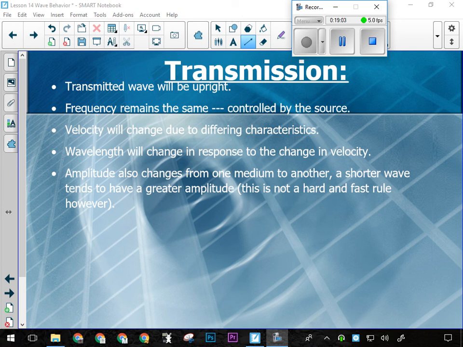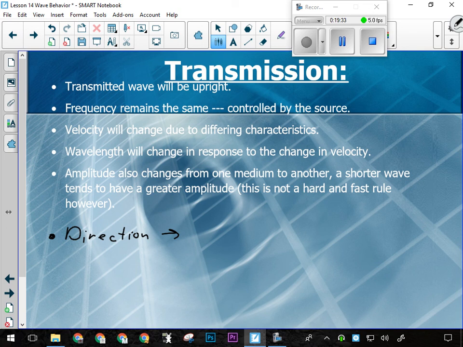Frequency remains the same because that's controlled by the source. Velocity will change because we're entering a new medium. Wavelength will change because it has to in response to the speed change. Amplitude can change from one to another because sometimes we lose some energy to reflection at the boundary. It's not a hard and fast rule, but it generally does change as well. And then the other thing that we don't have on here is that direction can also change.